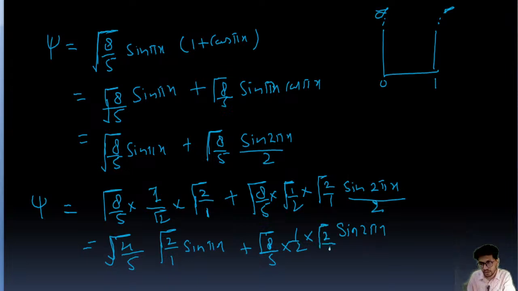Okay, so we know for a 1D potential box, this value is phi 1, equal to root 2 upon L sine pi x, right? And this value is phi 2. This is the ground state wave function, and this is the first excited state wave function, right? Root 2 upon 1, L is 1 here, sine 2 pi x, and if we solve this, this is going to be root 1 upon 5.